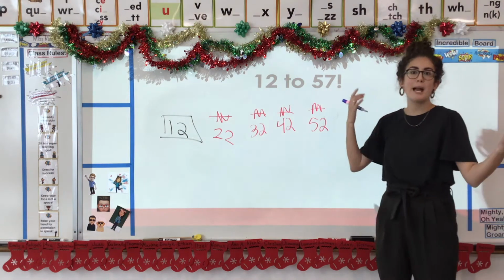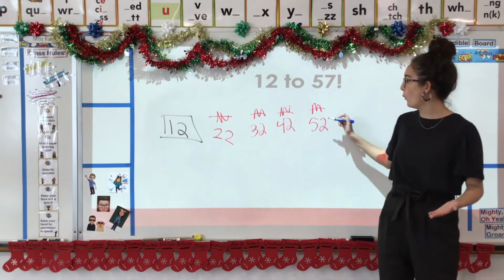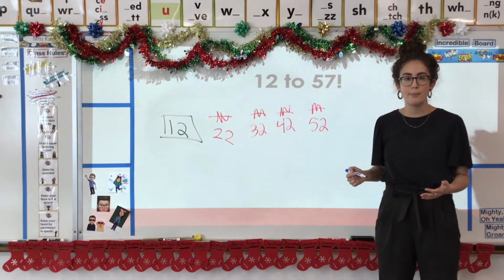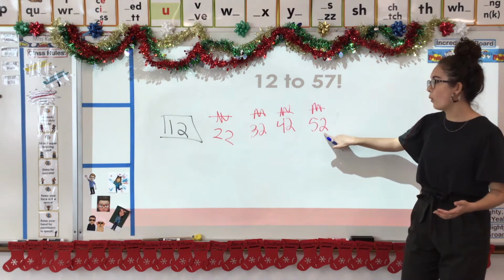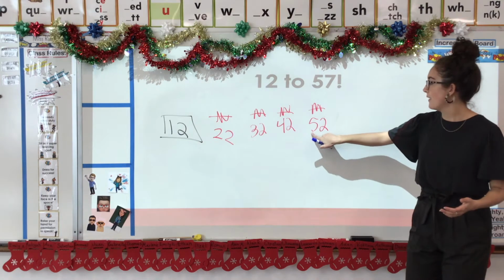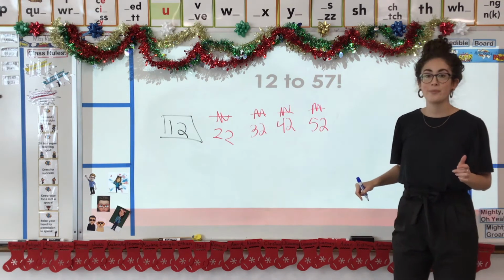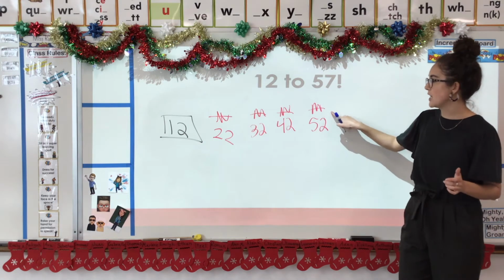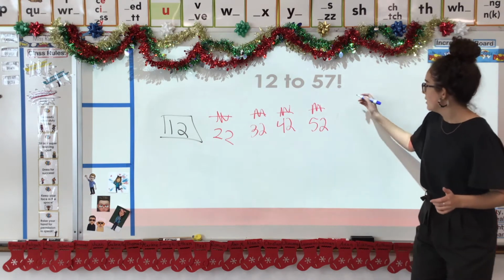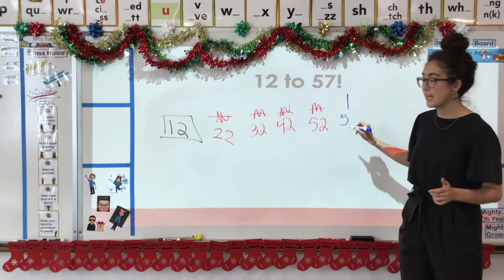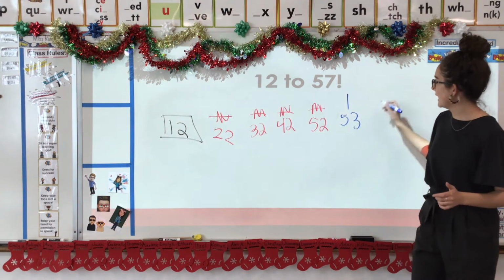We want to count by ones. That's going to be the quickest way to get between these two numbers. So now, what place value is going to change? The 5 or the 2, if we're counting by ones? The 2 is going to be changing because it's in the ones place. So if we add a 1, we're going to have 53. Keep going.